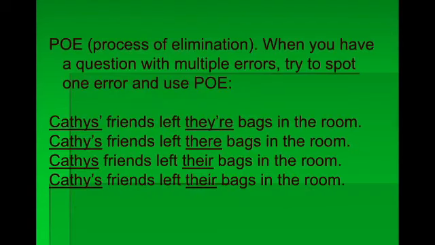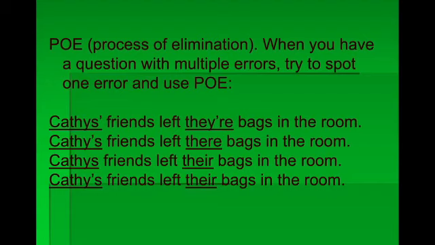Now, how do we know what would be the correct answer? Can I go through it fast? Yes, this is one of the areas of the test where you might want to try the PO method, the process of elimination. When you have a question with multiple errors, try to spot one error and use your process of elimination. Maybe perhaps you're not quite used to using possession, but maybe you're good at contractions.